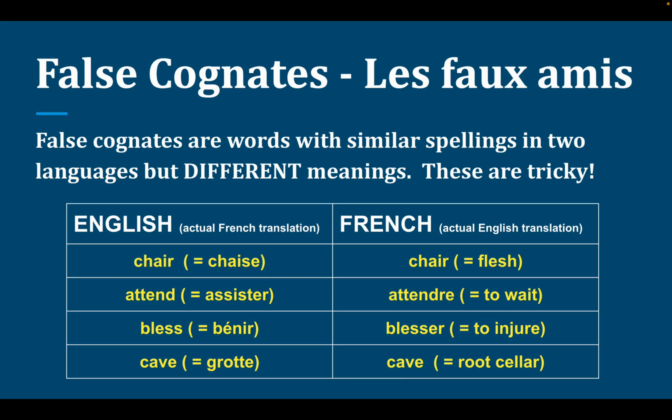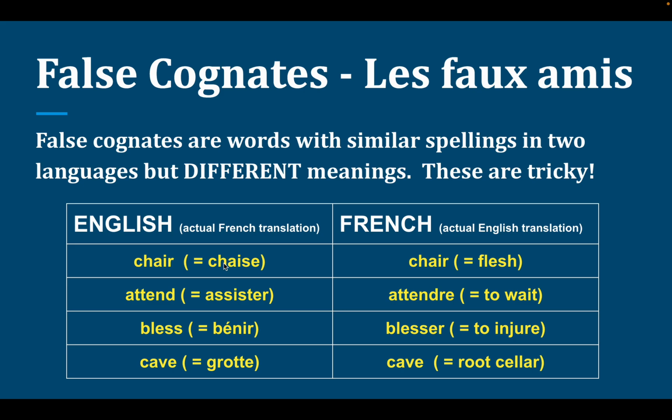Languages like English and French also have what we call false cognates, les faux amis. False cognates are words with similar spellings but different meanings. These are tricky. Consider these examples.